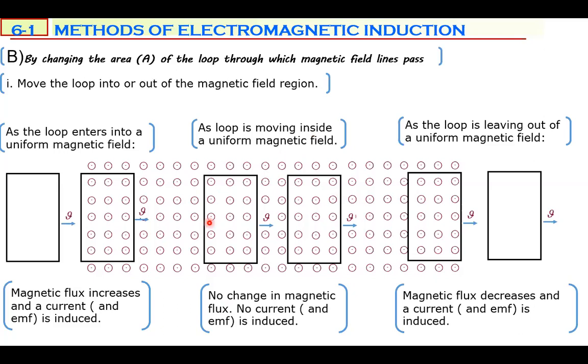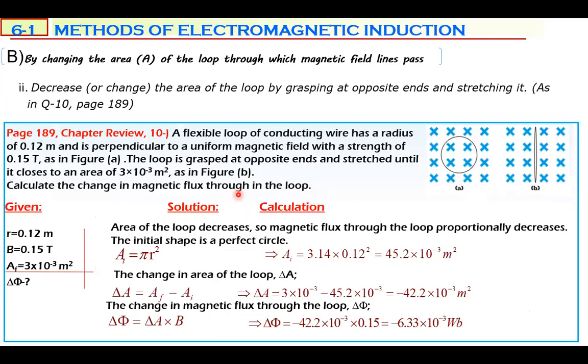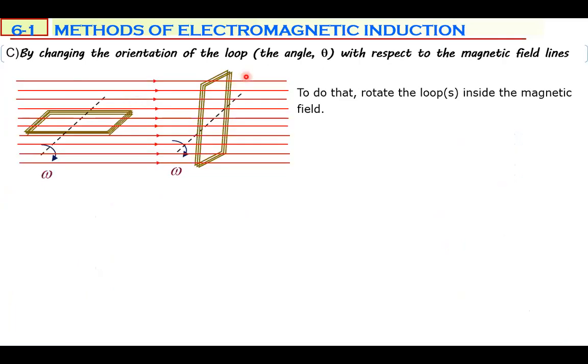So that's why you should pull a loop into, or out of, the magnetic field to induce an EMF. The third one is changing the orientation of the loop, which is the angle.